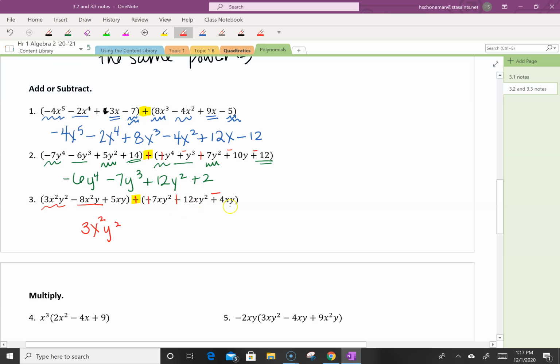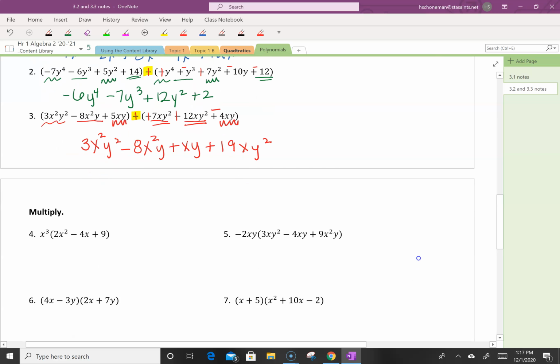Negative 8x squared y. X squared y. I don't see that combination over here. 5xy. Oh, I see a negative 4xy. So that's going to give me 5 and negative 4 is 1xy, or just xy. And then 7xy squared and 12xy squared. Oh, those match. So 7 and 12 would be 19. There you go. And we're done.